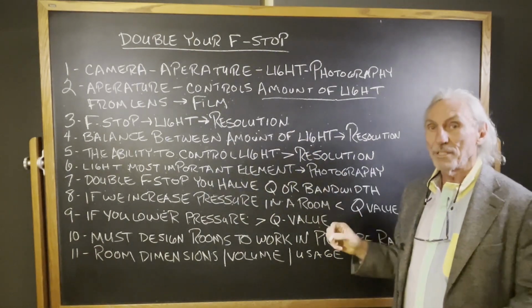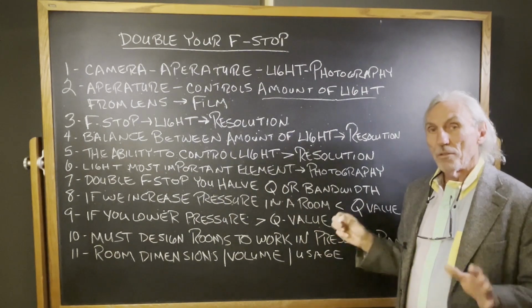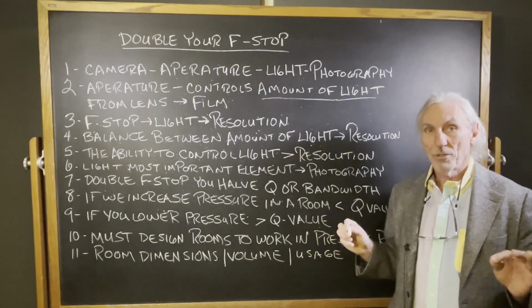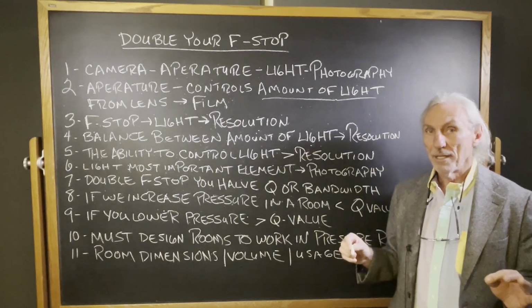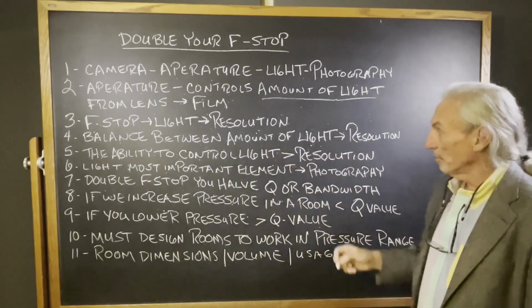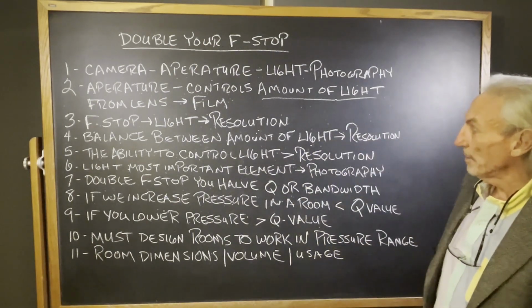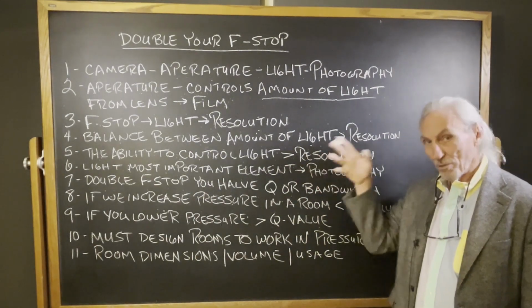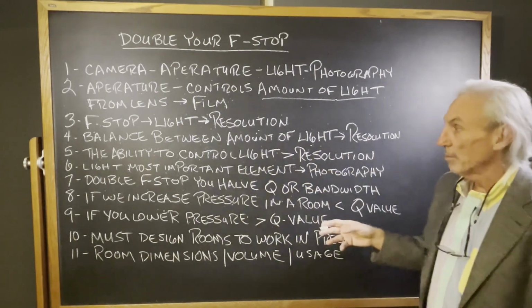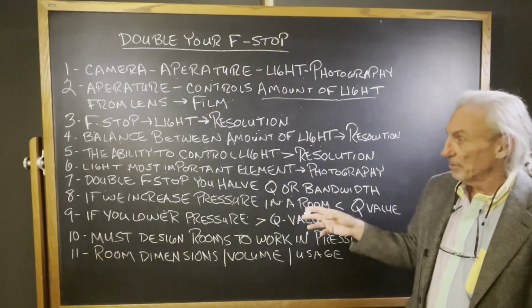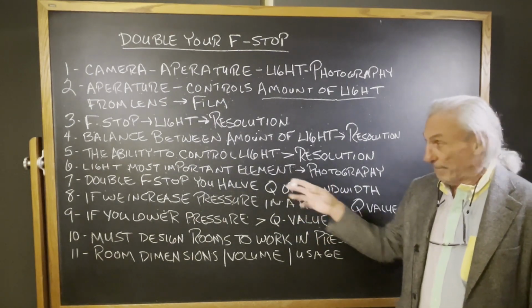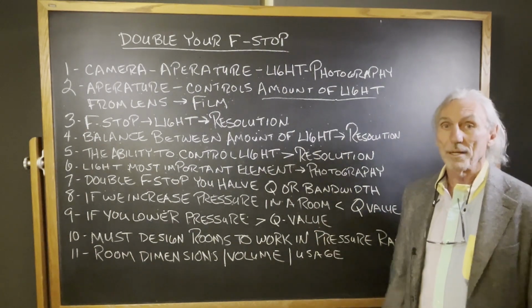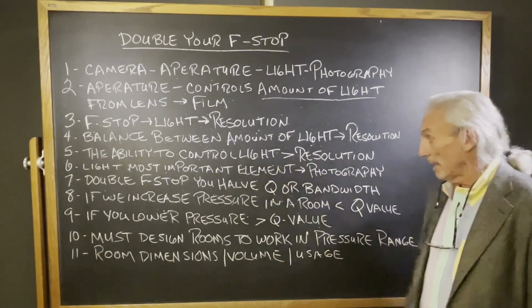The light and the f-stop are all related to resolution. The lower the f-stop on the lens means you can use the lens with resolution at lower light, okay? The higher the f-stop, the less resolution you're going to have. So it's always a balance between the amount of light and resolution. The ability to control the light, lower light, and achieving the same resolution is what we're after here. Like we said, light is the most important element in photography, and if you double the f-stop, you have the Q value or the bandwidth or the quality that you're after, which is really resolution if you think about it, right?